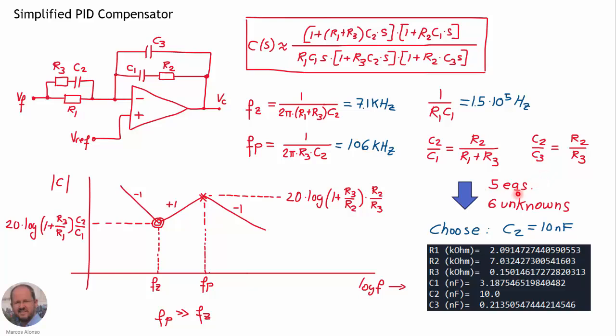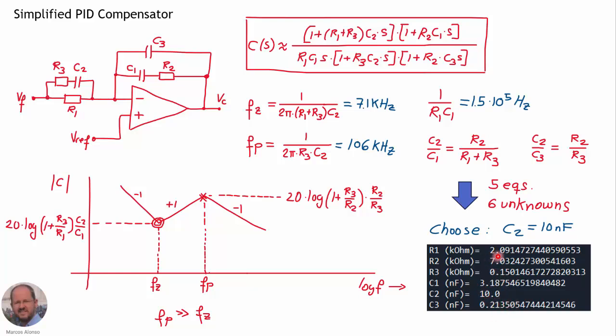So then we have 5 equations, 6 unknowns, so we can choose, for example, C2 equal to 10 nanofarads. This is the easier way to do it, because now directly from this equation here we can get R3, from these equations here we can get R1 plus R3, and then knowing R3 from this other equation we can get R1, knowing R1 we can get C1, then from this equation we can get R2, and from this equation we can get finally C3. So these are the values that we get.